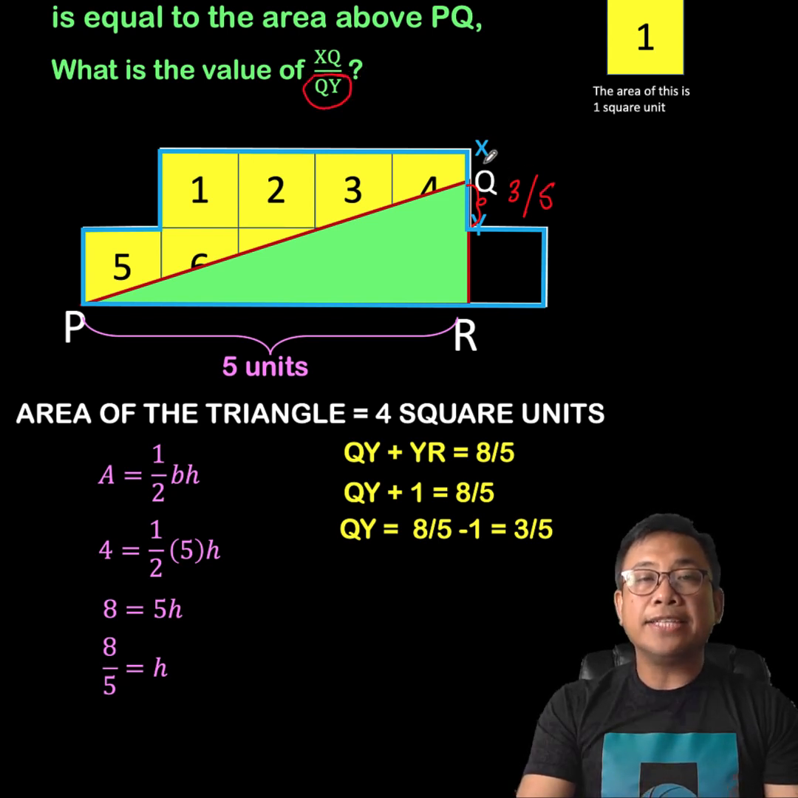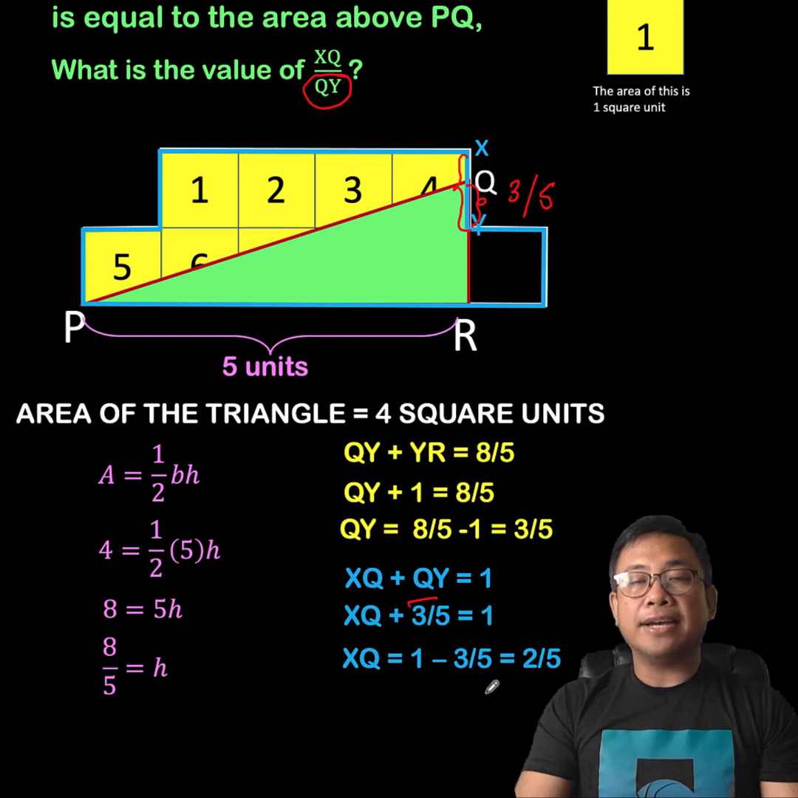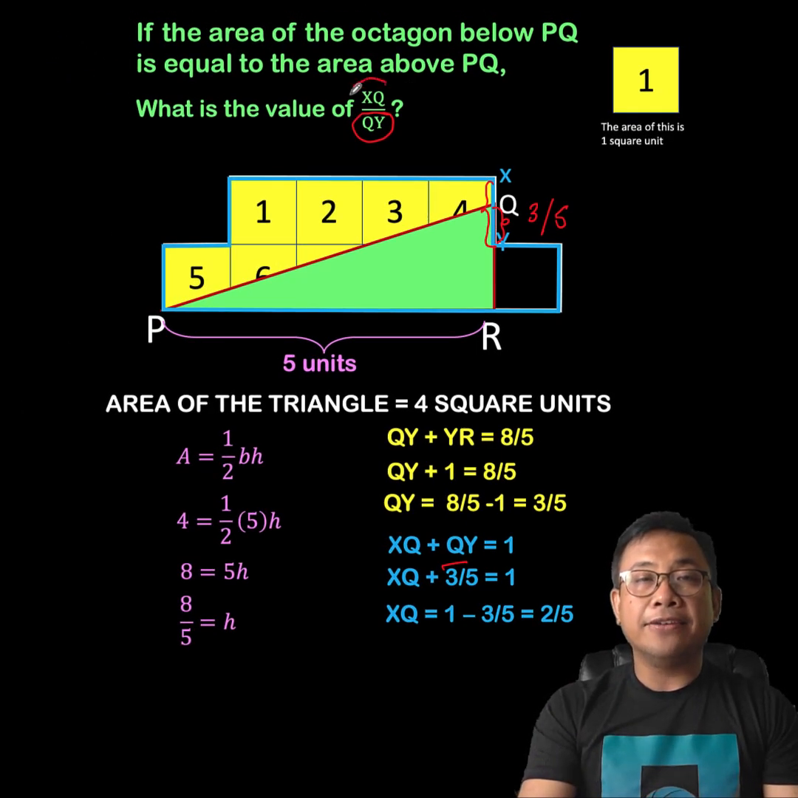Now we need to find what is the value of XQ. Again, we know that XQ plus QY is equal to the side length of one of these yellow squares, and that is equal to 1 unit. And substituting our computed value for QY, which is 3/5, then XQ must be equal to 1 minus 3/5, or 2/5. And therefore we now have our value for XQ.